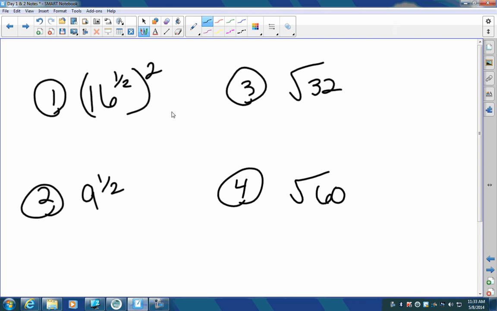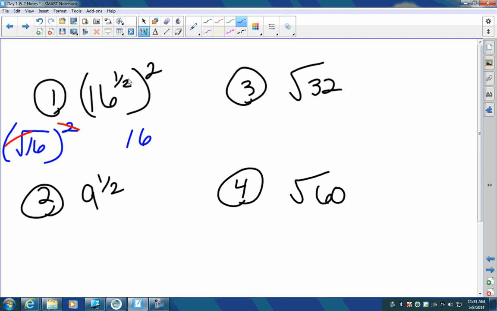All right, look at number 1. If I did this, I could rewrite it like the square root of 16 squared. What did I tell you the square root and the squared were? They were opposites, right? They cancel each other out. So your answer to number 1 should be 16.